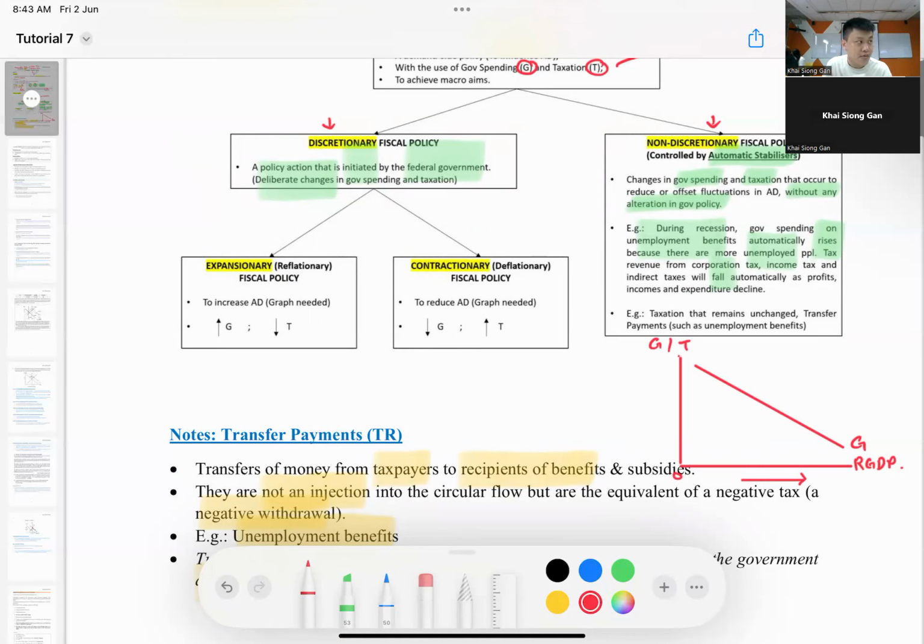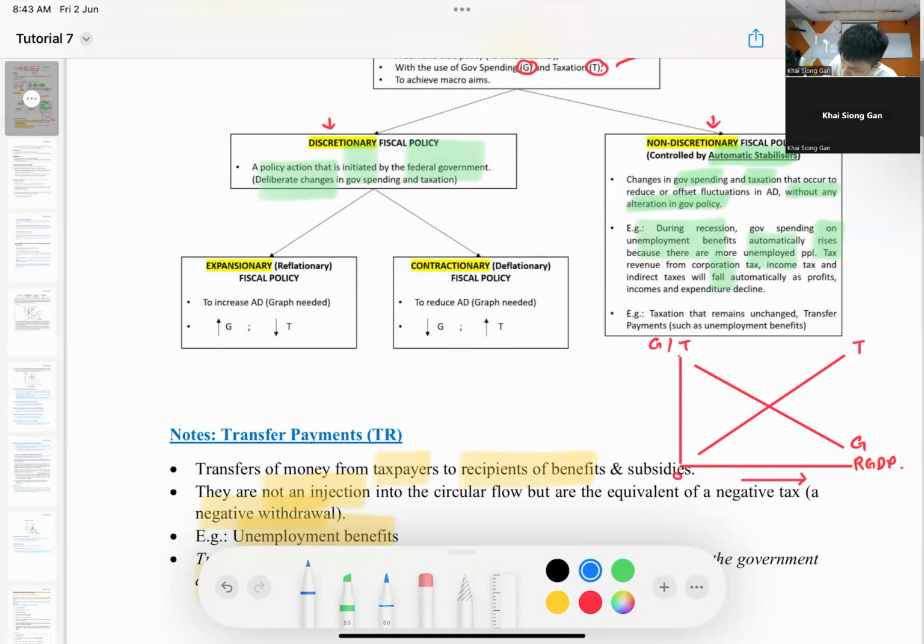But on the other hand, the taxation will be an upward sloping curve. Why? When the country is getting better and better, with more and more real GDP being produced, of course, the taxation that will be paid by the residents will get higher and higher when the country is getting better and better. So what can we see over here?